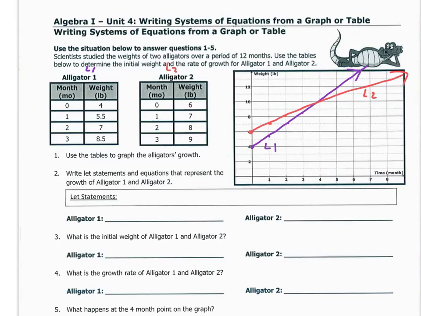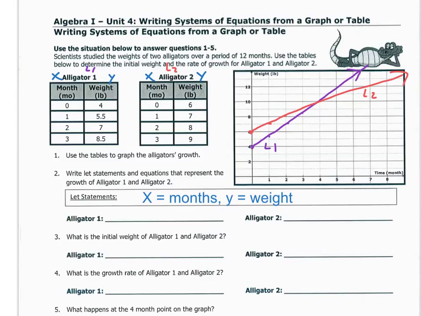So then for question 2, it says write the let statements and equations that represent alligator 1 and alligator 2. Well, our let statements, if we look at our tables, you can clearly see month and weight right there, and we know that that usually goes x, y. You can also look on your graph and see that your x-axis is labeled as months and your y-axis is labeled as weight. So there's two ways you can see what your variables are. So our let statements will be x equals months and y equals weight.